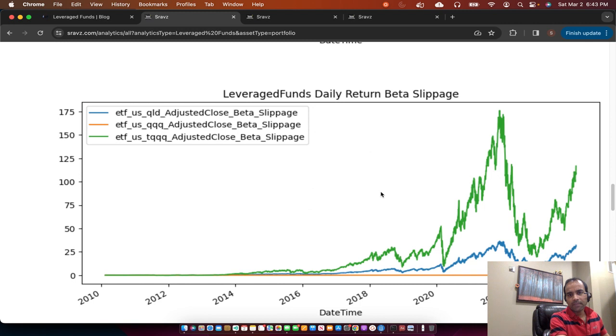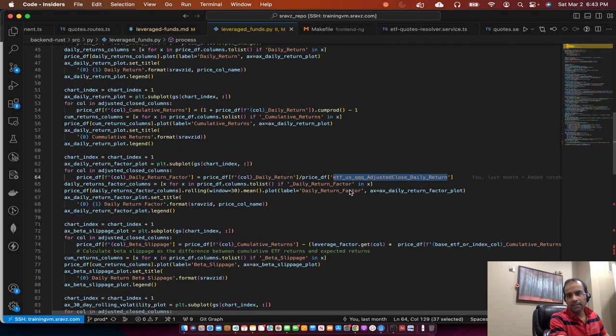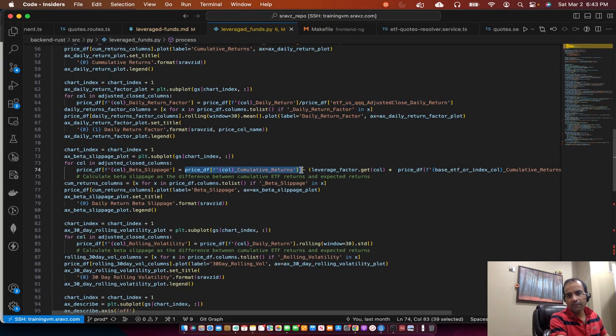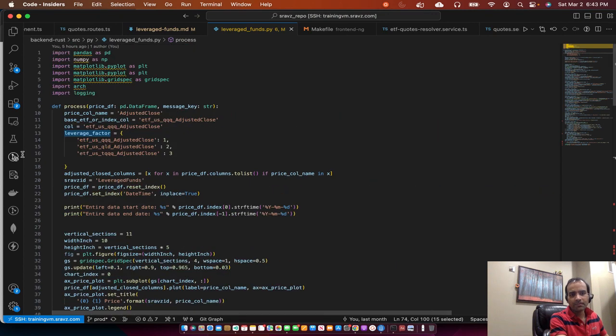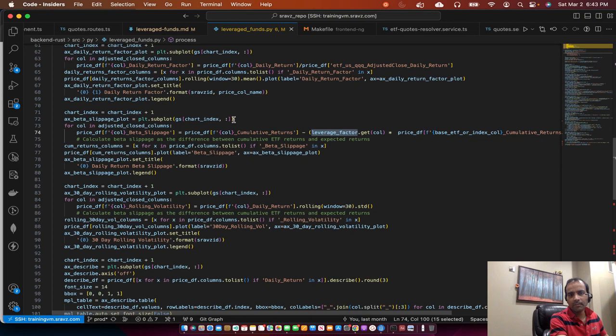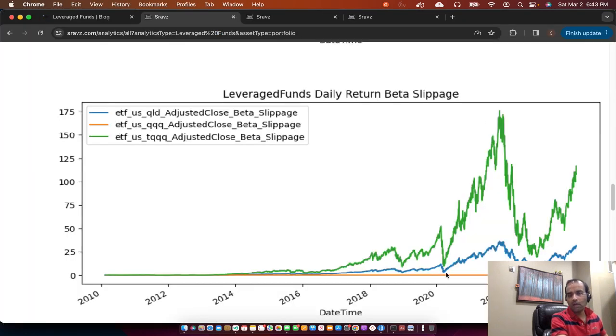Now we see the daily return beta slippage. Beta slippage is calculated by taking the cumulative returns of each ETF minus the leverage factor of each ETF times the cumulative return of the base ETF. The base ETF in our case is QQQ, and the leverage factor is set here. Leverage factor of QQQ is 1, QLD is 2, TQQ is 3. Based on that leverage, we calculate the beta slippage. Now, the beta slippage will show how effective the portfolio is. If it's a positive slippage, that means we are making a return on the asset.